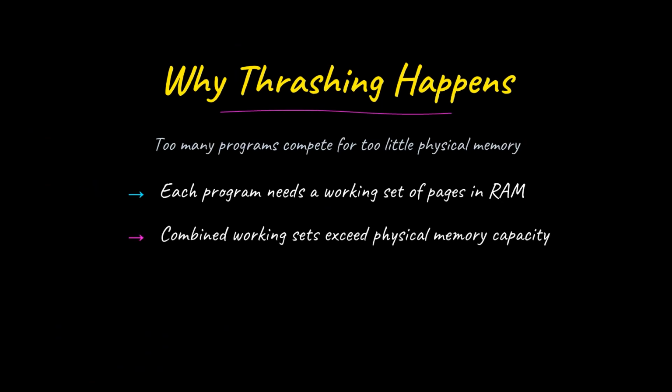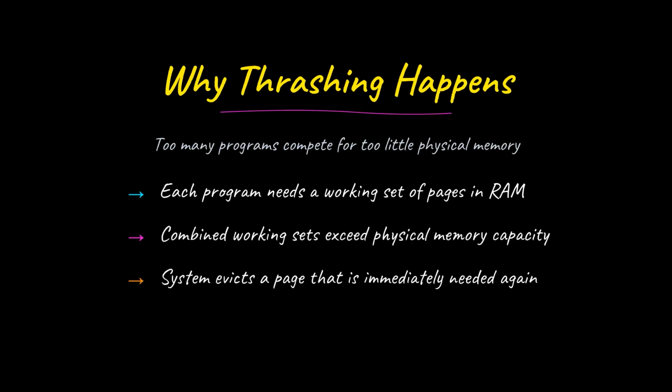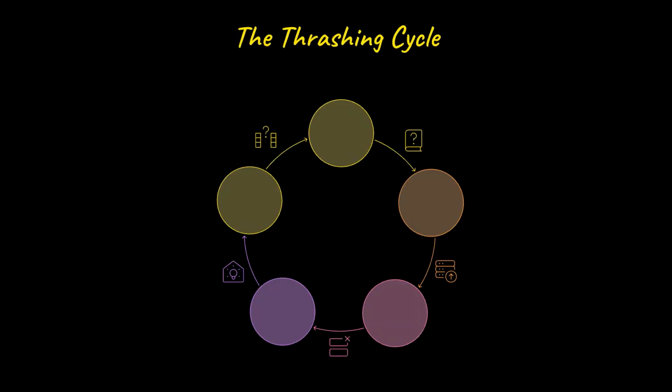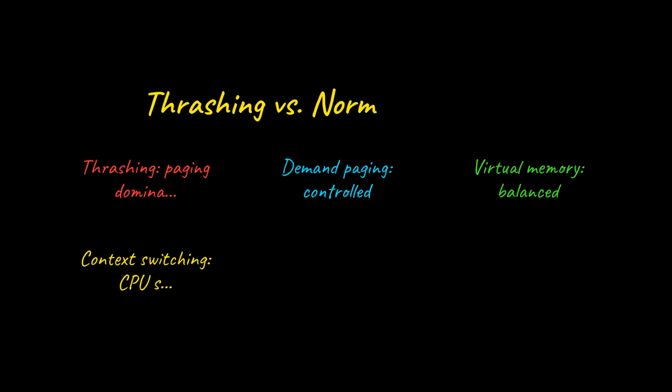When the combined working sets of all running processes exceed available physical memory, the system can never satisfy all demands at once, and it falls into a self-defeating loop. A page fault forces the OS to load a page from disk, evicting another page to make room. If that evicted page is needed moments later, another fault fires, triggering another swap. As this repeats, the processor becomes overwhelmed with disk transfers and useful execution slows to almost nothing.